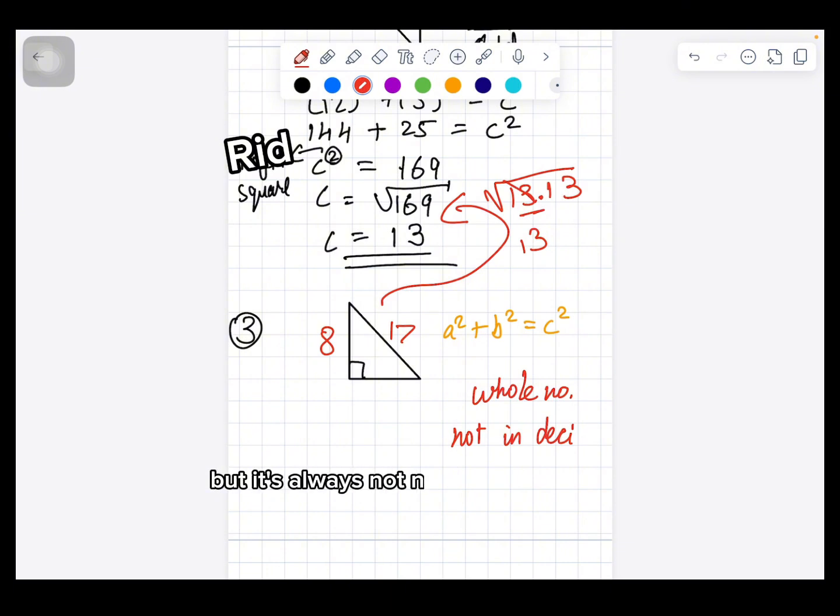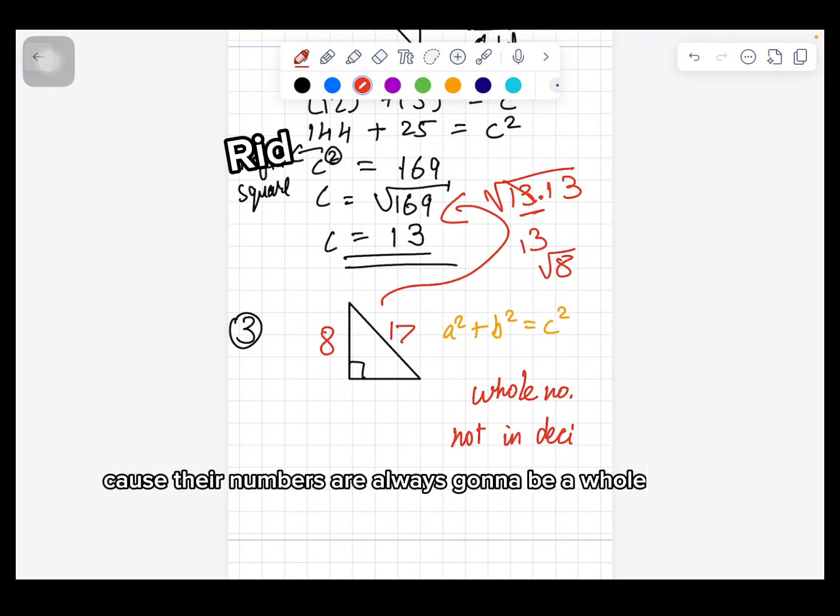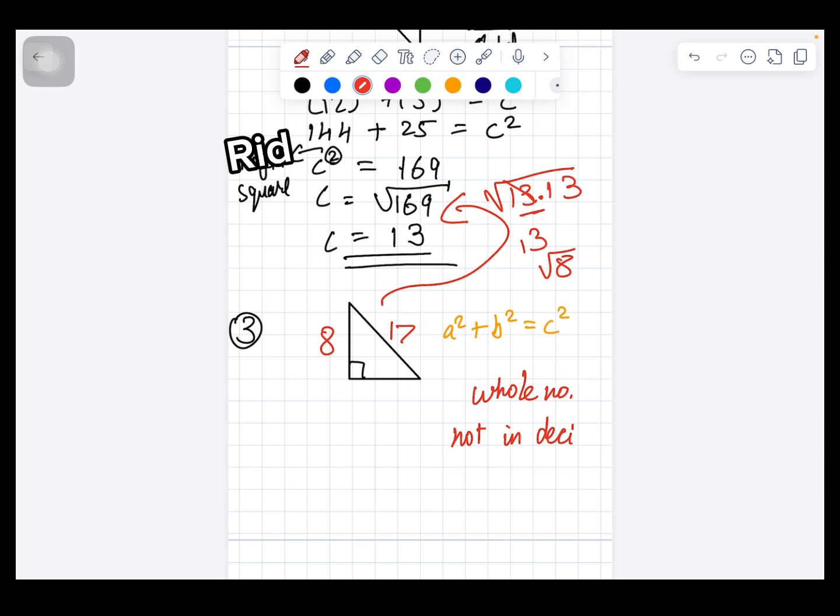But it's not always necessary. There can be an 8 under the root, which you need a calculator for. And if it's not a calculator-based test, you're good to go, because the numbers are always going to be a whole number, not a decimal, so you don't have to worry about it. Before I show you this example, let me show you what I meant.